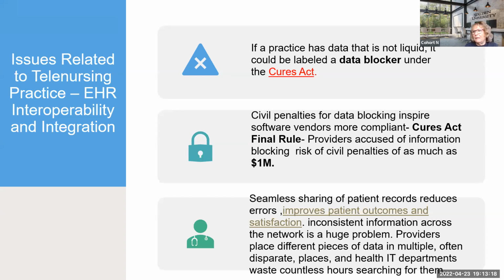And they have implemented penalties for data blocking for software vendors to be more compliant. Again, not the ability of not sharing data because you think your competitor has that data and is going to do better than you, going out and marketing new things. So the penalties can be up to $1 million. And the requirement is that there needs to be seamless sharing of patient records to reduce errors, and it improves patient outcomes and satisfaction. So inconsistent information across the network certainly is a huge problem, something I've mentioned.